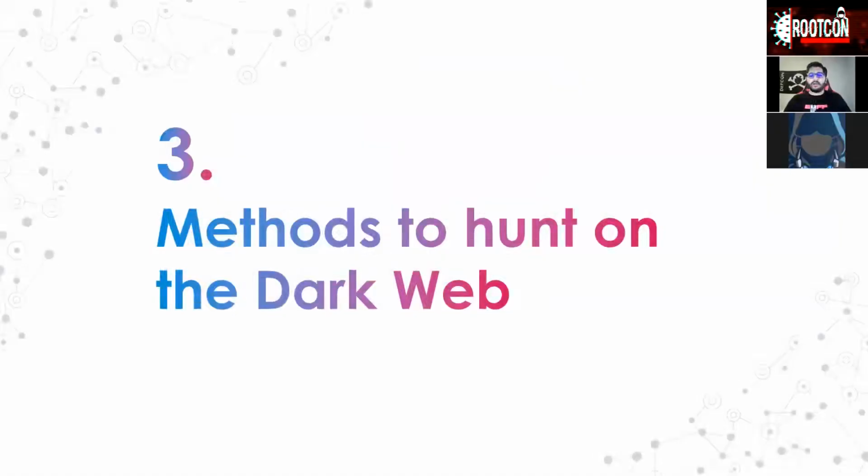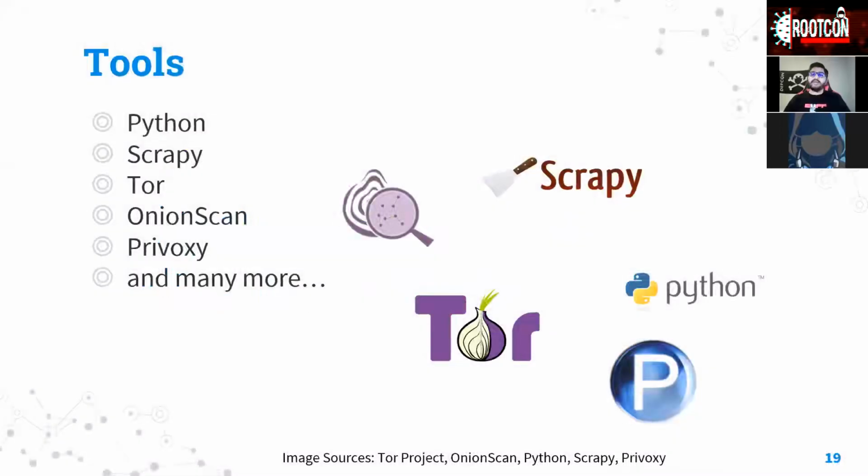Coming to the part where we talk about different methods. I will talk about tool-based methods where you can use different tools to hunt on the dark web, and then we will talk about the human element that comes with it. There are a lot of tools to get data from the dark web, and the majority of the tools are obviously written in Python because it's easy to script in Python. But there are other tools also.